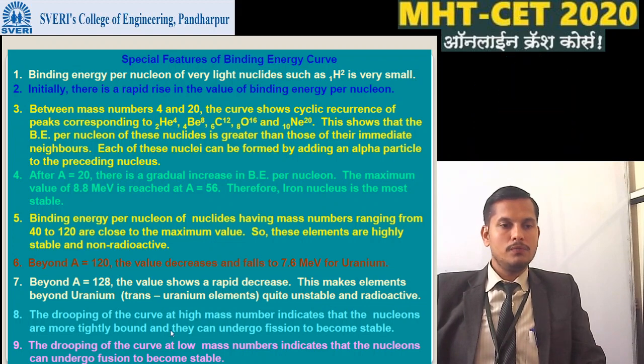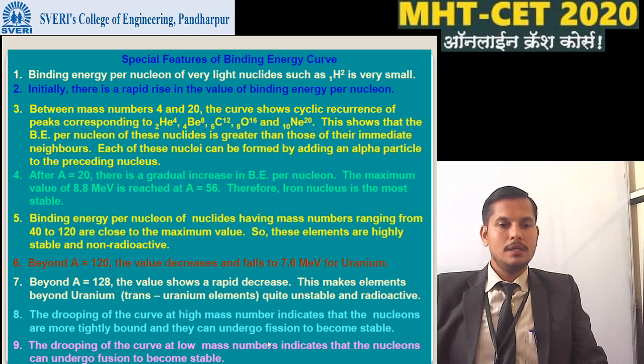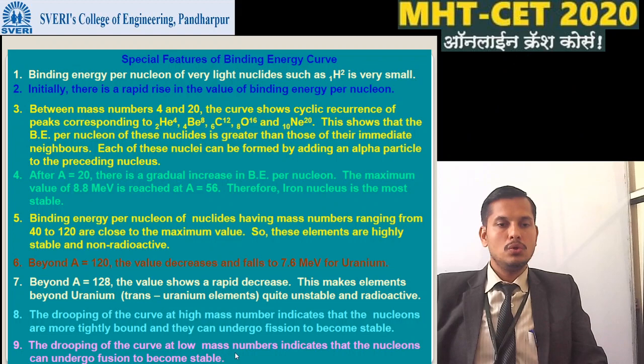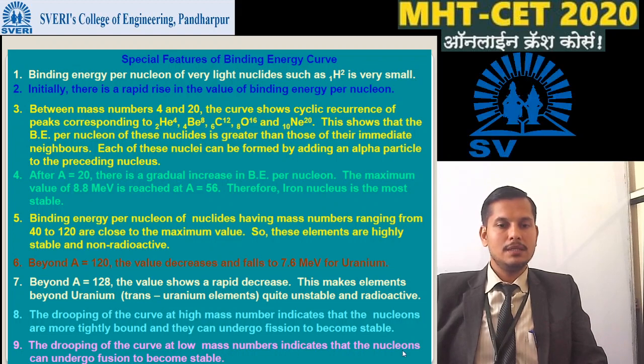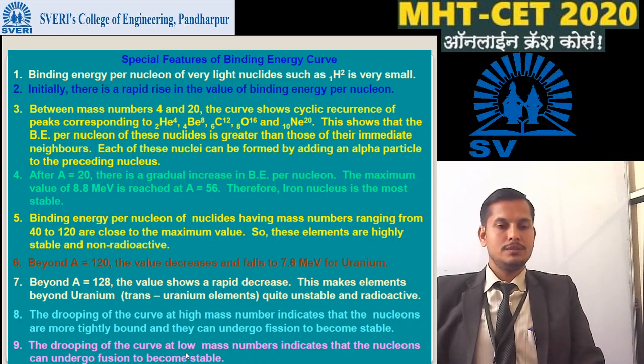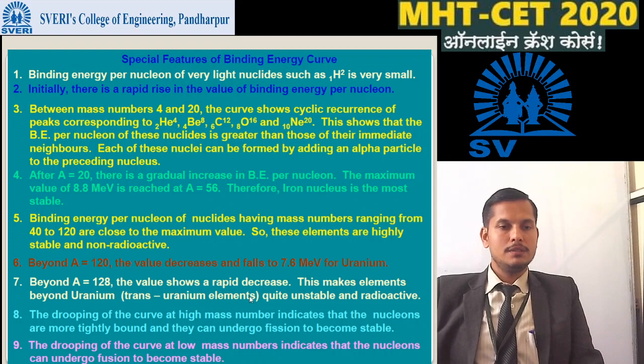The dropping of the curve at high mass numbers indicates that the nuclei can undergo fission to become stable. The dropping of the curve at low mass numbers indicates that the nuclei can undergo fusion to become stable. So if we check these last two points, they give ideas of how nuclear fission and nuclear fusion take place related to that particular material.